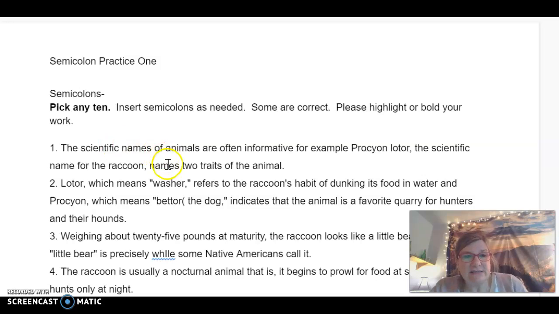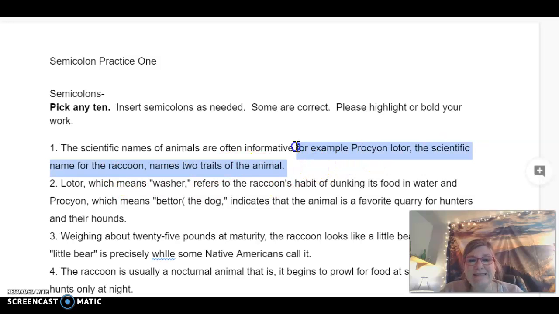The first one says, the scientific names of animals are often informative. For example, Procyon lotor, the scientific name for the raccoon, names two traits of the animal. So when we look at this, we know it seems kind of run-on-ish, and that's exactly what I would say. There are two set parts of the sentence that can stand on their own. The scientific names for animals are often informative. For example, Procyon lotor, the scientific name for raccoon, names two traits of the animal.